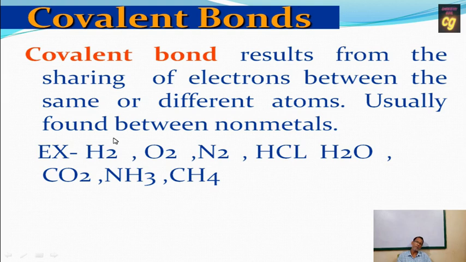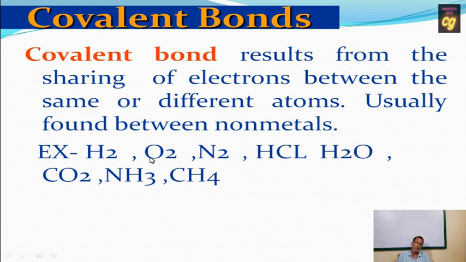Usually this type of bond is found between nonmetals, because nonmetals have a tendency to accept electrons, that's why no loss of electrons takes place from the nonmetals. That's why, to satisfy the noble gas configuration, they share their outermost electrons to form covalent bonds.